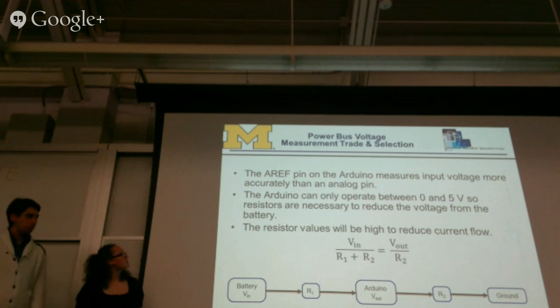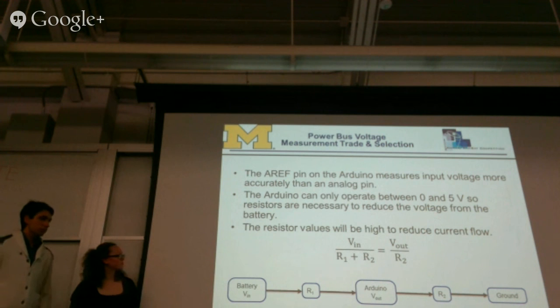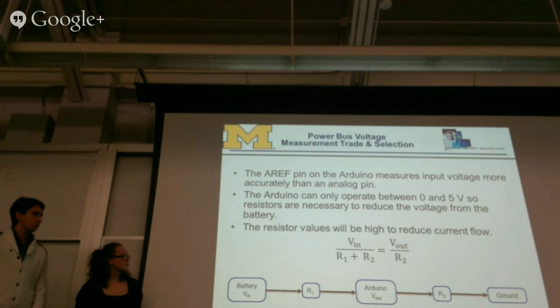This is how we will measure battery voltage. We're going to use an analog pin on the Arduino because it measures voltage more accurately. However, it only operates up to 5 volts, so we use resistors to reduce the voltage, and they must be of high value in order to keep the current flow low and not drain the battery more. So the battery will connect to the first resistor, then to the analog pin on the Arduino, then to another resistor, and then to ground. Then using that equation, we will determine the battery voltage.